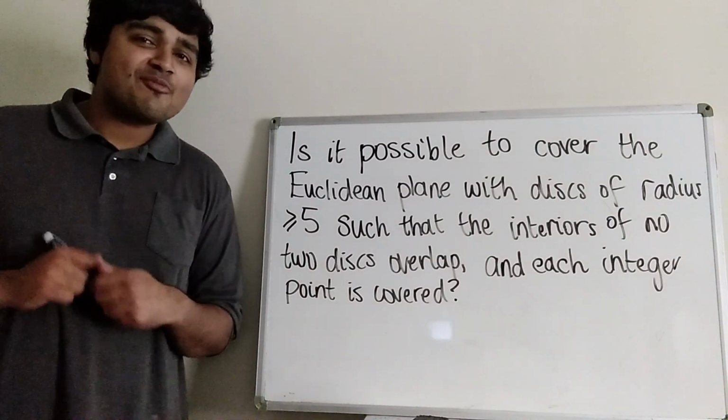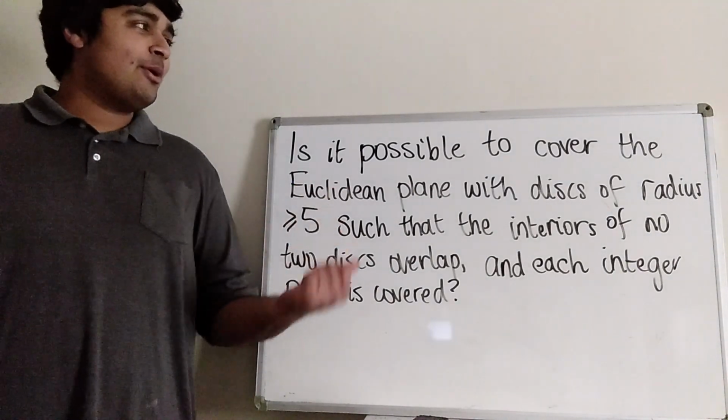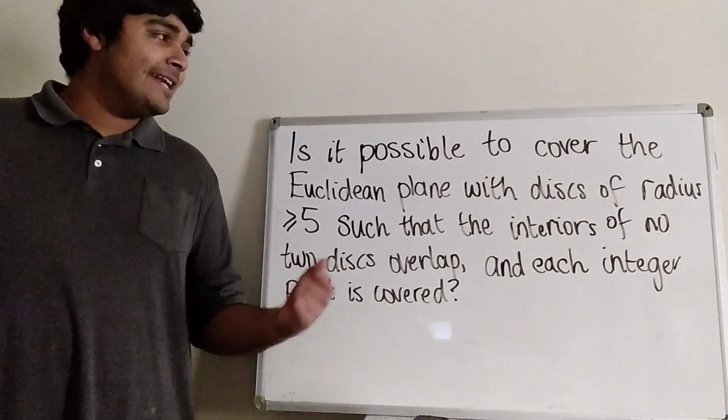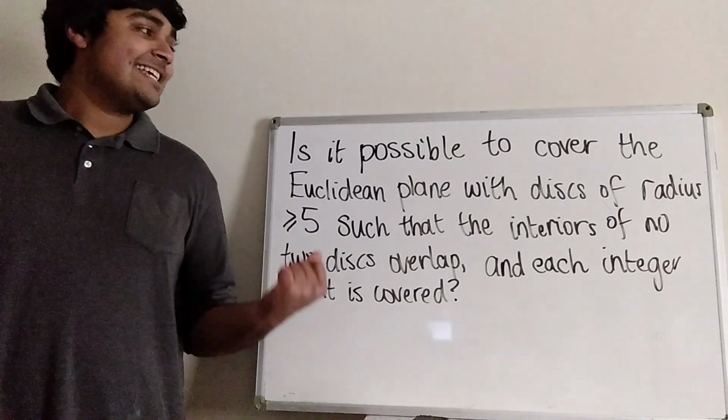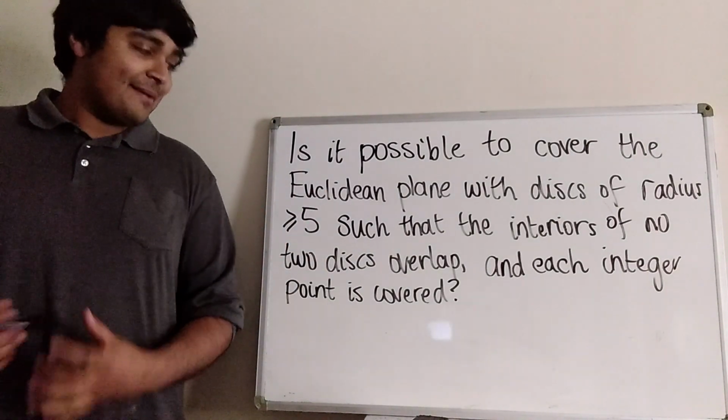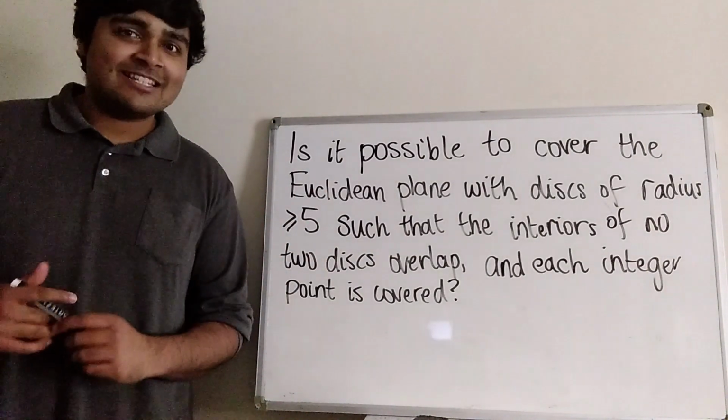I've got a fun geometry problem for you. We want to know, is it possible to cover the Euclidean plane with discs of radius at least 5, such that the interiors of no two discs overlap and each integer point is covered?